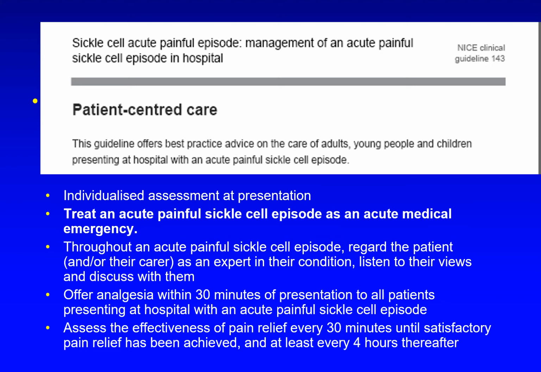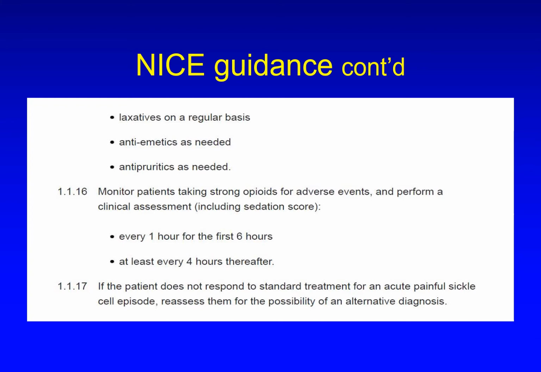And the reason for this is because not only is the pain episode distressing, but it's really important to get on top of the pain episode, because once you're on top of the pain episode, then the patient is less likely to develop further complications such as splinting and chest crises. Also, it's very important to give patients an incentive spirometer, and this just allows them to take adequate breaths so that they are not going to splint and increase their risk of chest crisis.